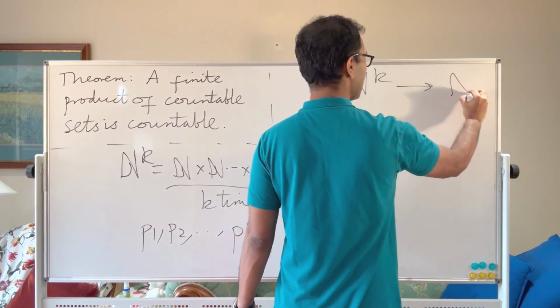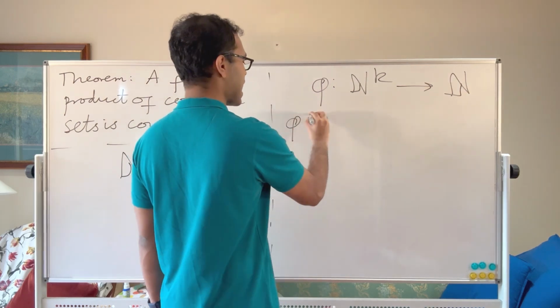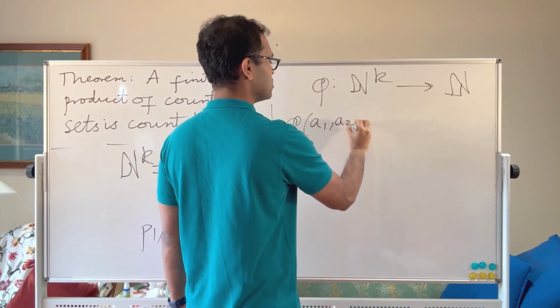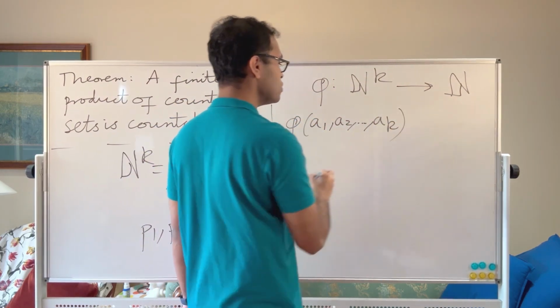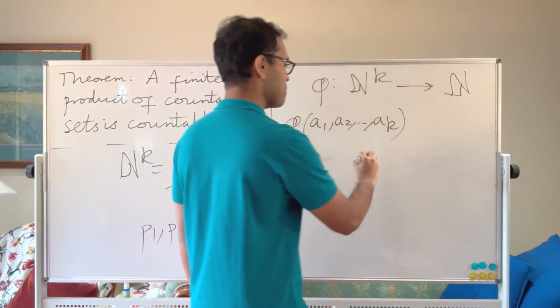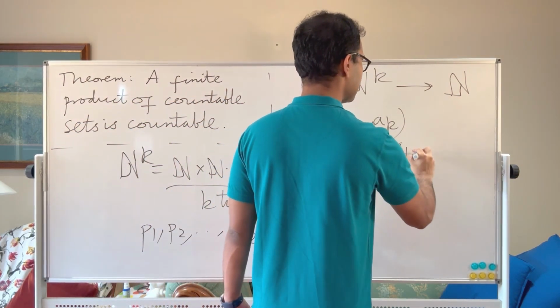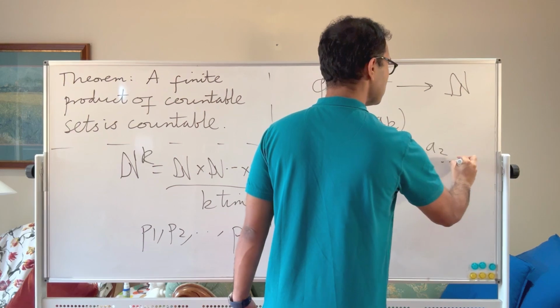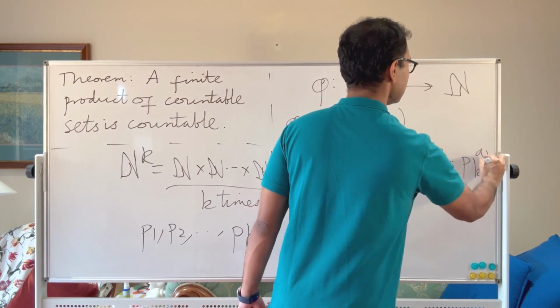And now we're going to define a map phi from N^k, the Cartesian product of N with itself k times, to the natural numbers, and the map is going to be defined as phi of (a1, a2, dot dot dot, ak). So a k-tuple of natural numbers is going to get mapped to p1 to the power a1 times p2 to the power a2 dot dot dot times pk to the power ak. Okay, this is going to be our map.